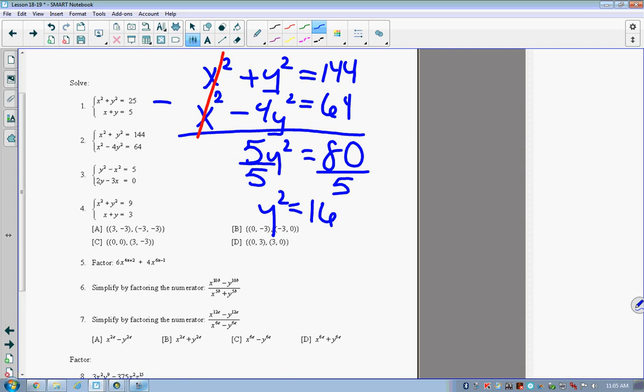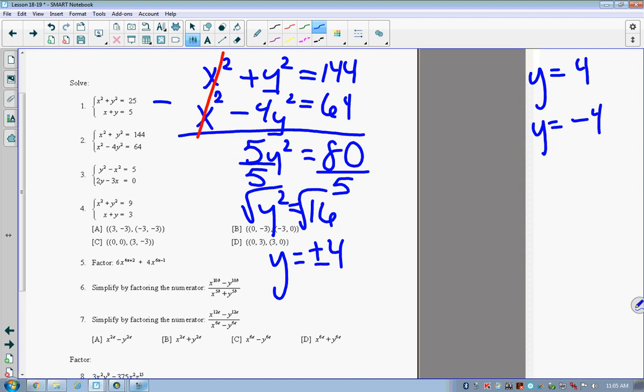16. One more step. I can't leave it as y squared. Square root. What does y equal? All right, and here's the thing that you've got to remember: because we square rooted, my answer is plus or minus 4. That'll be the part that's forgotten. Okay? So as I come over here, I get y equals 4. I get y equals negative 4.